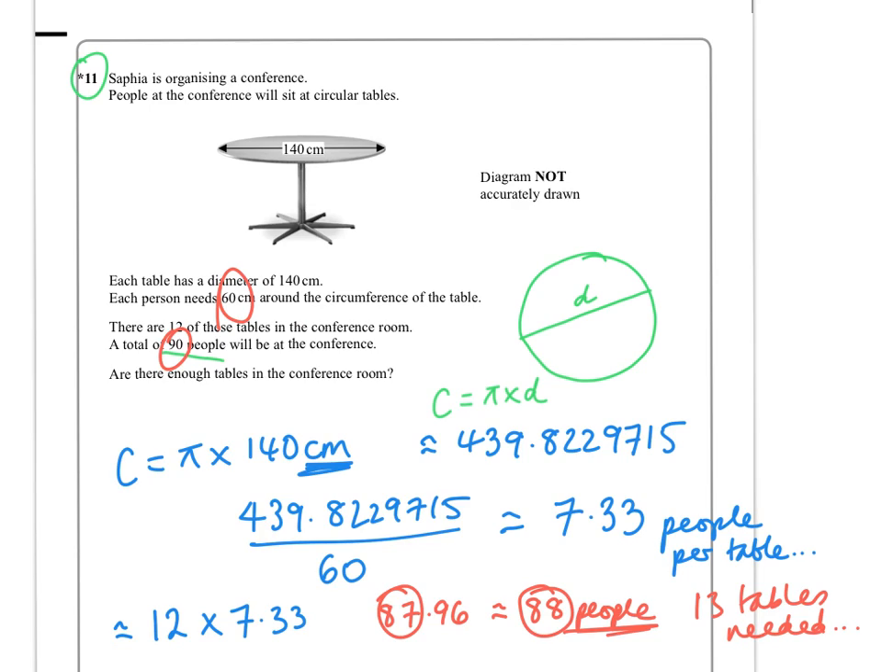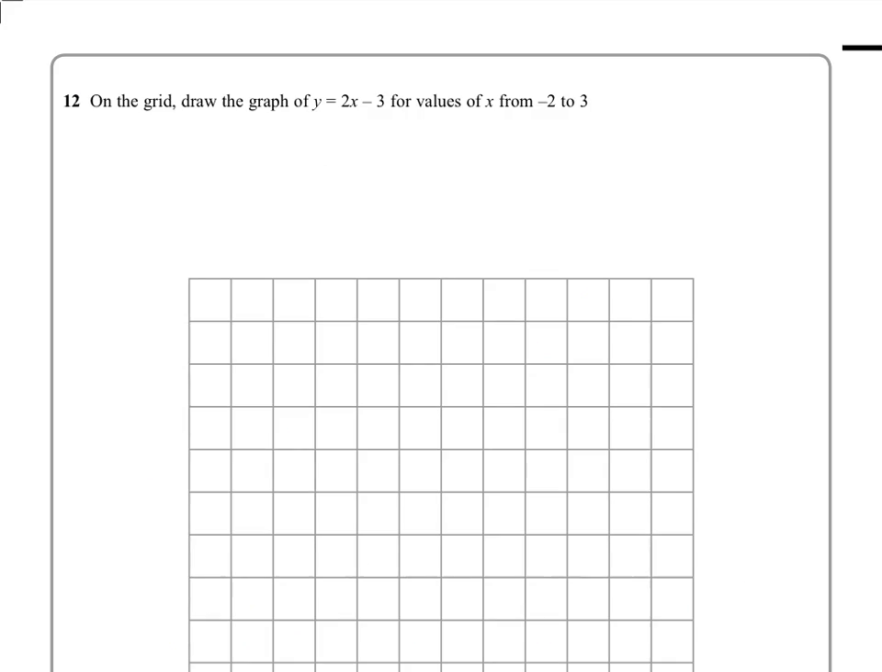I'm sure there's other ways of doing that question, but they'll all revolve around C is pi d and fitting 60s around the circumference each time. So no more to be said about that question, apart from making sure you've written the word no. Not enough. So next question.